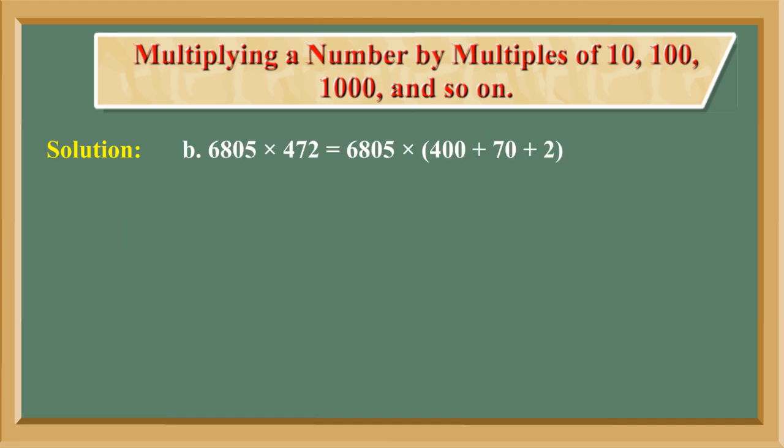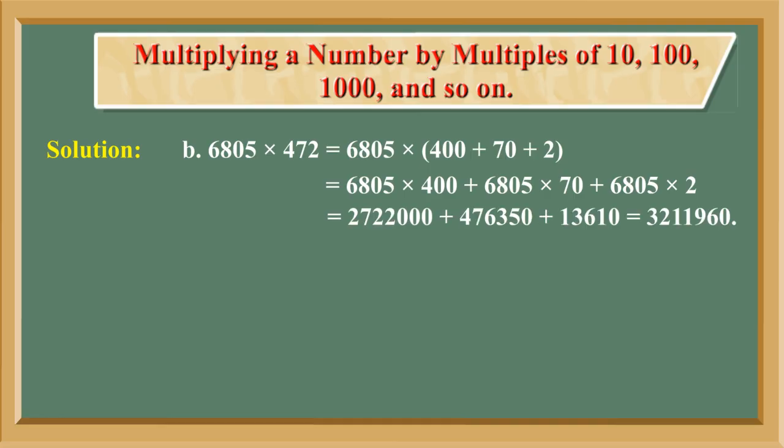10,22,856. B. 6805 multiply 472 is equal to 6,805 multiply 400 plus 70 plus 2 is equal to 6,805 multiply 400 plus 6,805 multiply 70 plus 6,805 multiply 2 is equal to 27,22,000 plus 4,76,350 plus 13,610 is equal to 32,11,960.